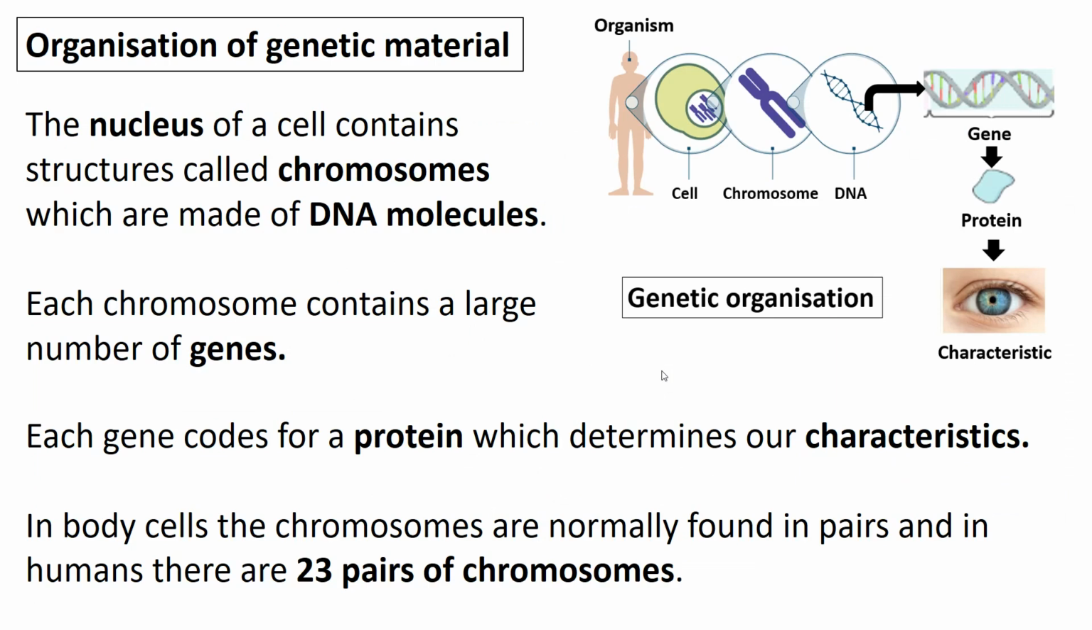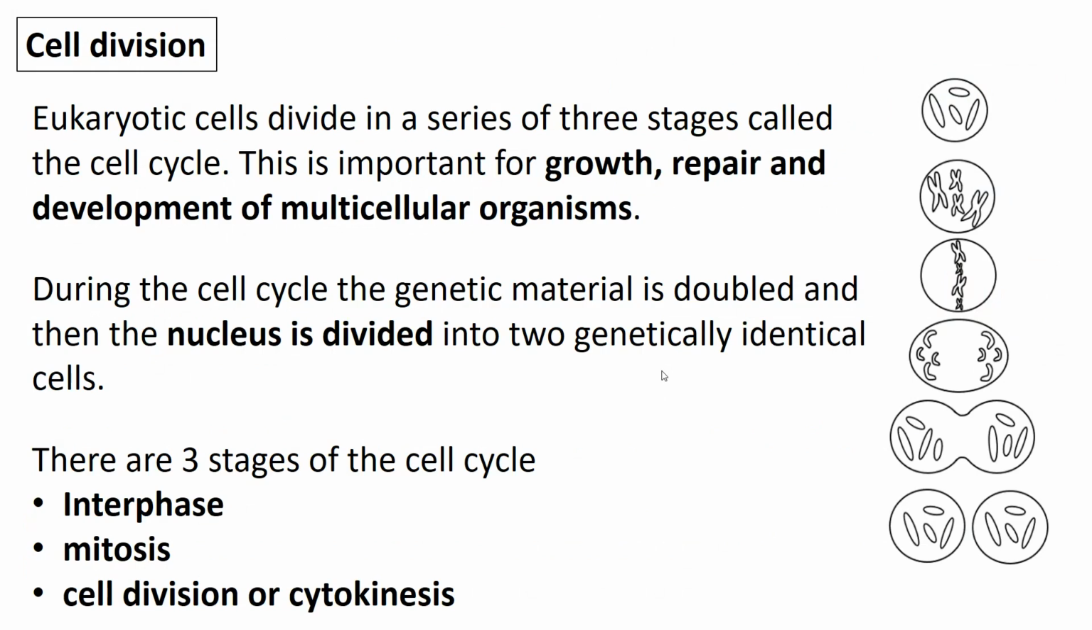So, for example, you could have a gene on a chromosome, and that gene controls the cell to make a protein that determines the colour of your eye. In body cells, there are chromosomes in pairs, and in humans, there are 23 pairs of chromosomes. So the reason we need to know about this organisation is because when a cell needs to divide, it needs to replicate and copy those chromosomes in order to make new cells.